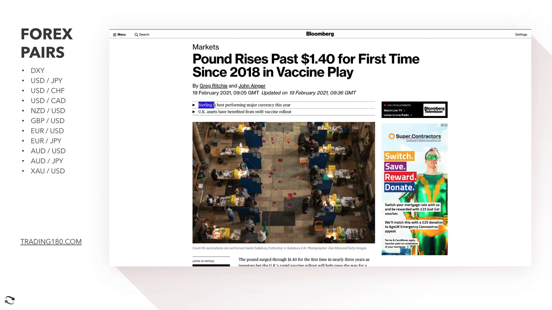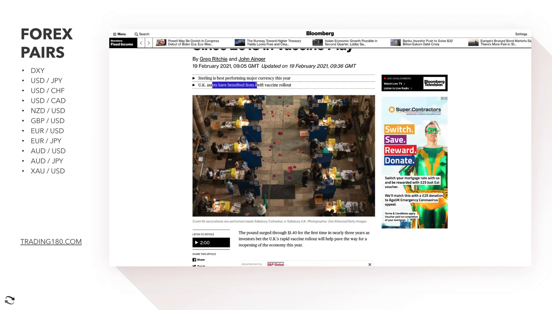So sterling is the best performing major currency this year, and the UK assets have benefited from a swift vaccine rollout. So again, the pound surged to $1.40 for the first time in nearly 3 years, as investors bet the UK's rapid vaccine rollout will help pave the way for a reopening of the economy this year. I've been saying this. We've been saying this in our private Discord group since last year, that this has been one of the plays.